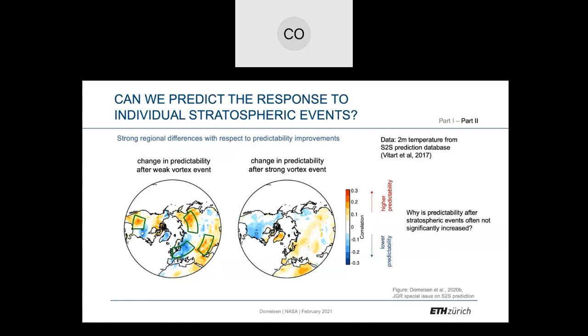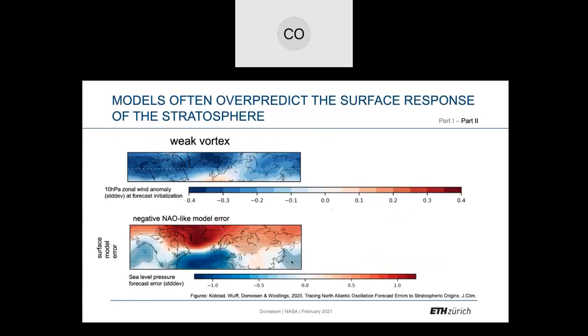And of course, all the forecasting centers want to try to understand why this is the case, because the times after the sudden warming events are often their biggest forecast busts that they really can't resolve. One thing we found so far, and that doesn't yet solve our problem here, is that models often tend to actually overpredict the surface response of the stratosphere.